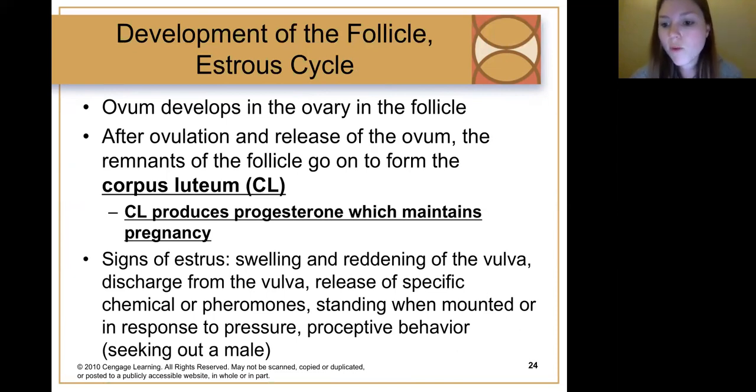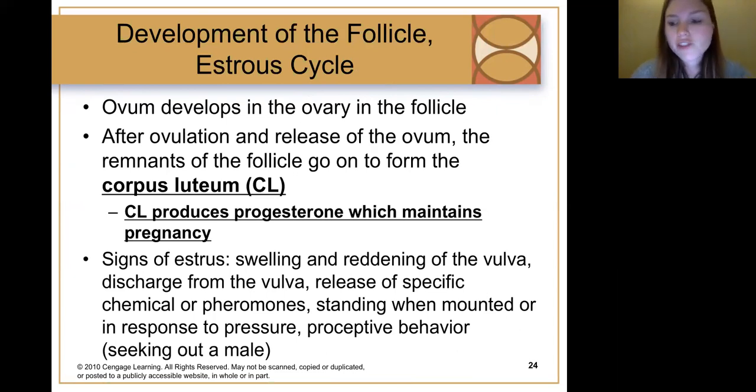So that's why the corpus luteum, or the CL, forming after that egg is released is really important, because if fertilization does occur, then that CL is going to need to produce progesterone throughout the pregnancy in order to maintain that pregnancy to term. So that's a really important function.